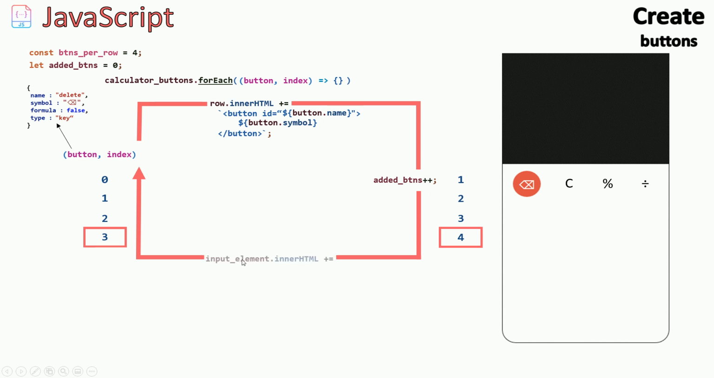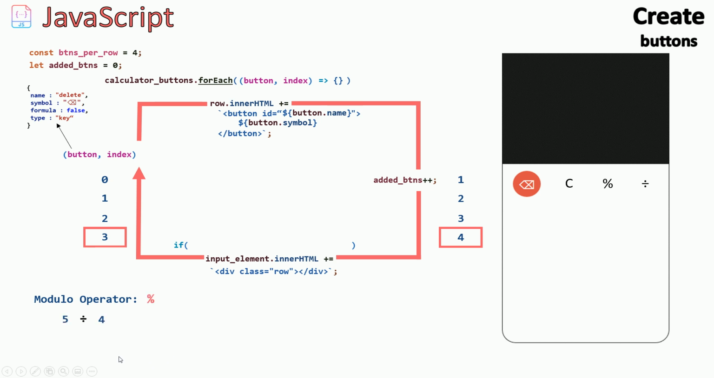So I'm going to say here, before adding the new button, input element.innerHTML plus equal a div with the class name row. But I will add a row to our input element just in one case, and only if I added 4 buttons to the last row. So this is going to be an if statement. Now let's first talk about the modulo operator.